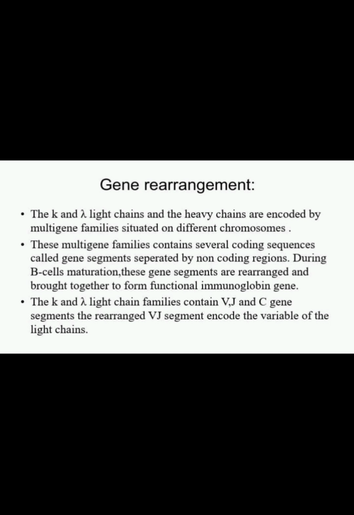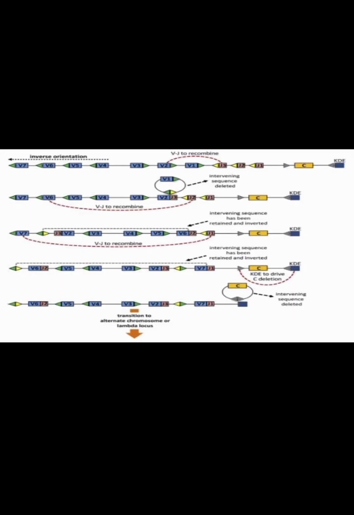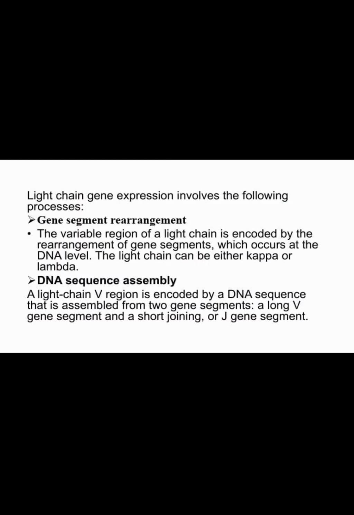Light chain gene rearrangement is a process that produces B cells that are self-tolerant. It involves the recombination of light chain genes, which can occur in a number of ways. And in light chains, the rearranged V and J segments encode the variable region of light chain. Here we see the light chain gene expression, and light chain doesn't have a diversity region.